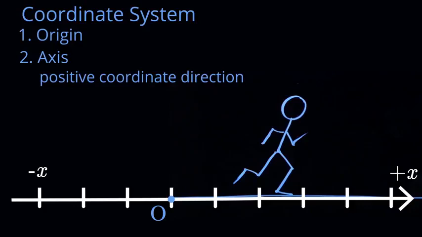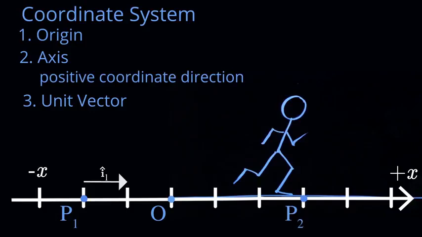Now, the third most important thing is that we're going to talk about vectors in physics. So we want a choice of unit vector. Now, because it's only one-dimensional motion, we only need one unit vector. So what that means is a choice of a unit vector at every point. Let's just consider a point here, P1. So our unit vector, I'll call it i hat 1. Now let's pick another point here. We'll call this the point P2. And over here, we'll choose a unit vector i hat 2.